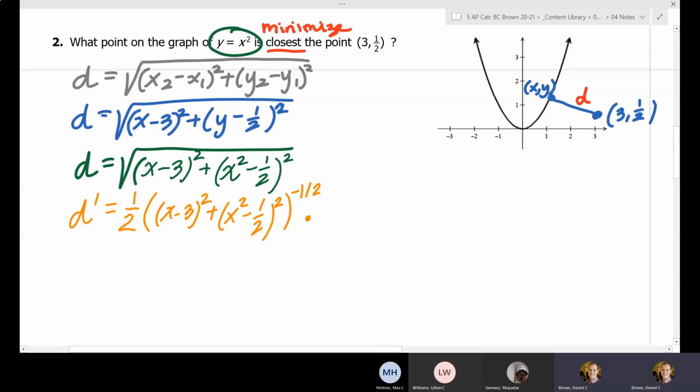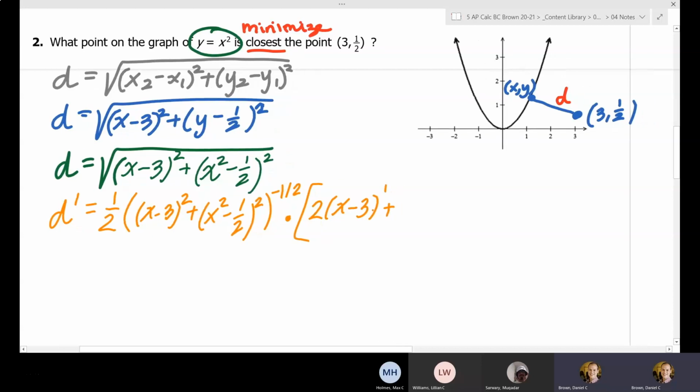And then chain rule times the derivative of the inside. And we'll have to do a little bit more chain rules as well. So the derivative of (x minus 3) squared, 2 comes down in front, and I have (x minus 3) to the first power, plus that second piece, that squared comes down in front, (x squared minus 1/2), the new exponent to the first power. Don't forget the chain rule.